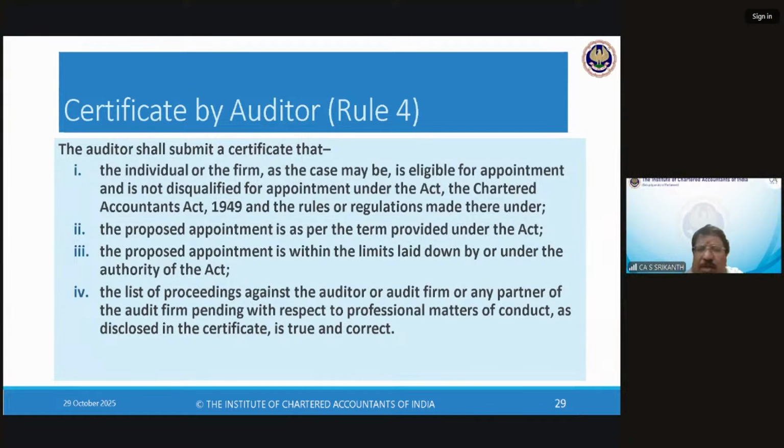First, usually we give our consent together with the certificate. Don't make it into two parts. Give a simple consent and then say we have certified the following. Basically, a certificate states the facts, and that the individual or the firm, as the case may be, is eligible for appointment and is not disqualified for appointment under the Act. Under the Act, we saw various disqualifying occasions.